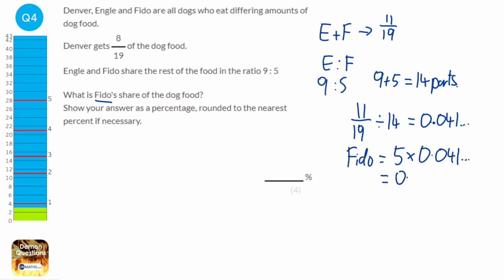And when I do that, I get 0.206 and so on. Now we're asked to work it out as a percent. So I'm just going to times that by 100.